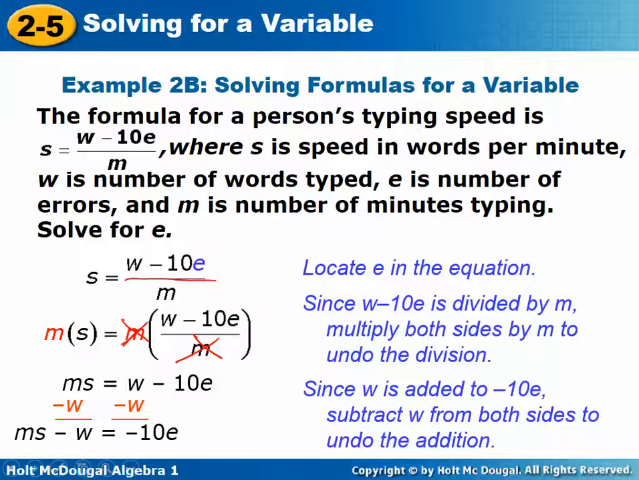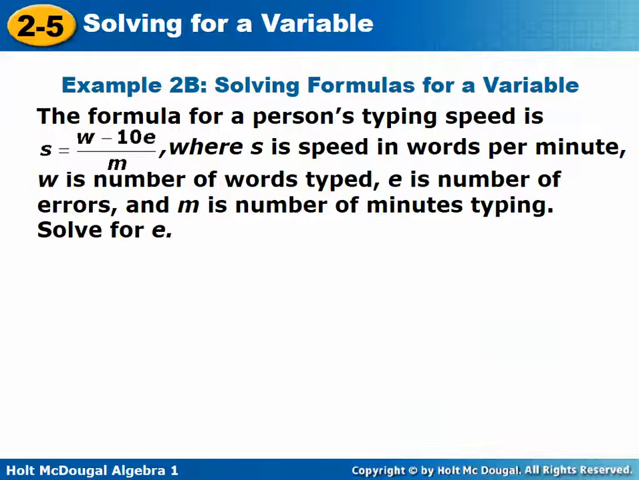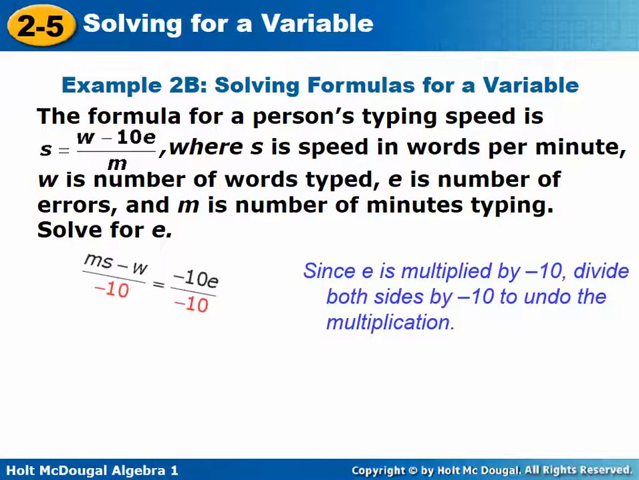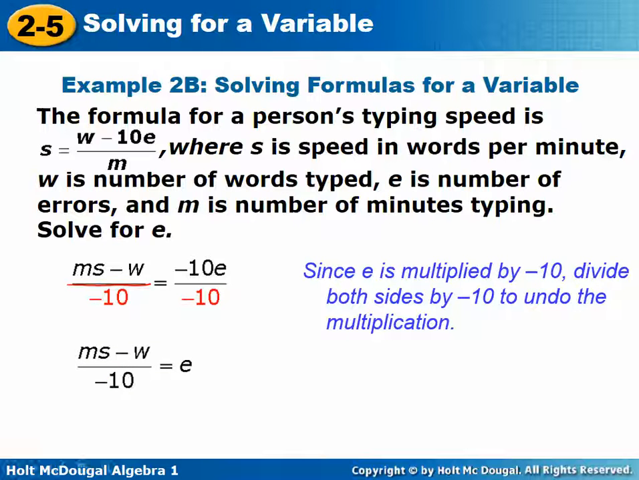Finally, then, you can undo the e is being multiplied by negative 10. So the opposite of that is to divide both sides by negative 10. And when you divide both sides by negative 10, this whole thing will get underlined. So our final answer then is ms minus w all divided by negative 10 is equal to e.